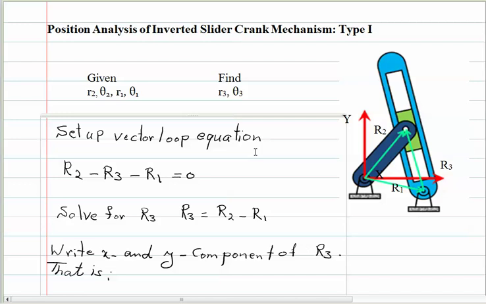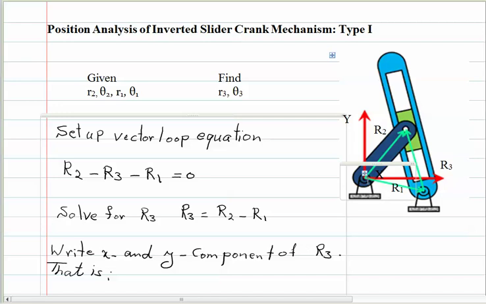For this course, when we start to set up the equation for position analysis, we always look for a set of vectors that forms a loop. For the slider crank, you can see that vectors R1, R2, and R3 form a loop. In order to write the vector loop equation, you should think that you are traveling along the loop.